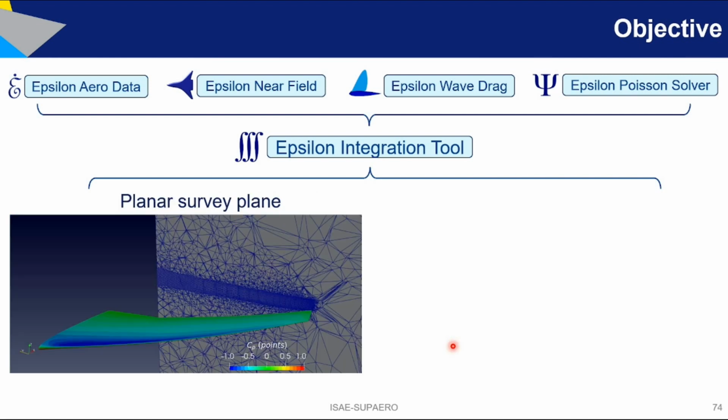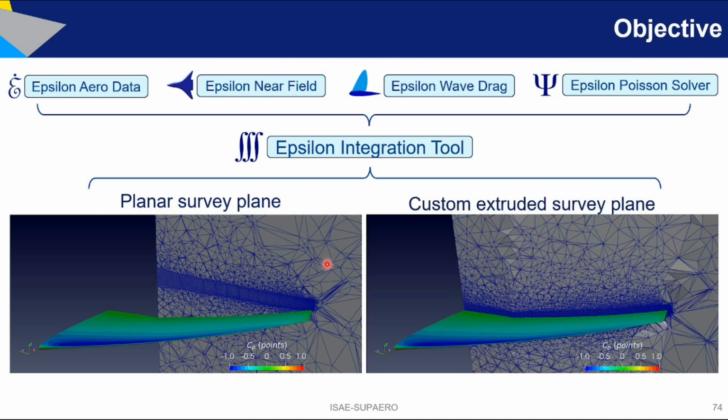In the case of 3D CFD data, you can use a planar survey plane. That's the standard survey plane. It's quite fast, and that's the standard method to compute integral data at a given survey plane. But Epsilon Integration Tool offers you the possibility to use custom-made survey planes. And this is quite useful for CFD data that doesn't have the wake refined. We will discuss that later on.